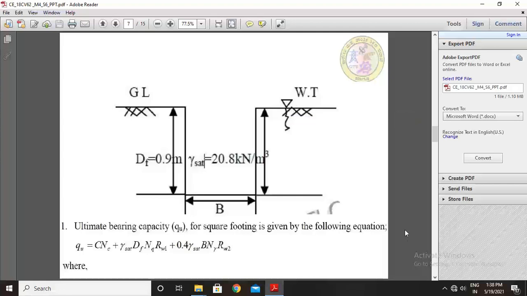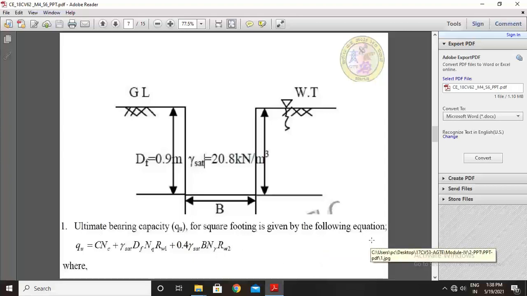Now follow the steps. So the ultimate bearing capacity for a square footing is given by the following equation, that is Qu equal to cNc plus gamma saturated into Df into Nq Rw1 plus 0.4 times gamma saturated into B into N gamma into Rw2.